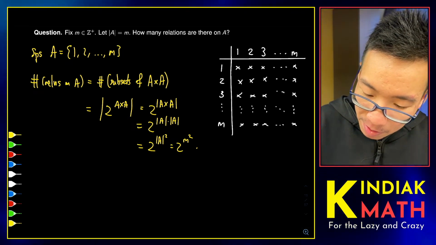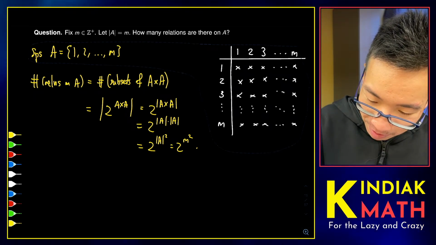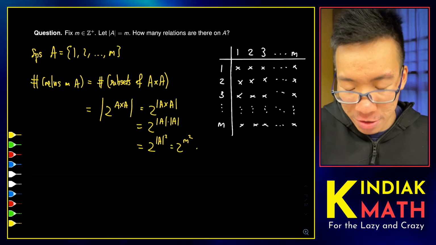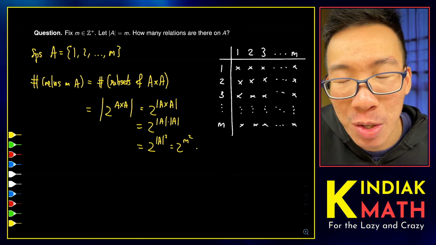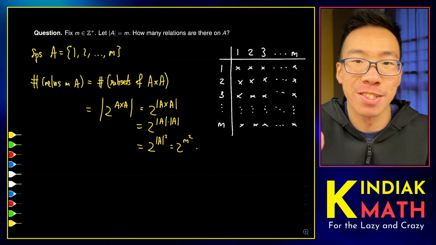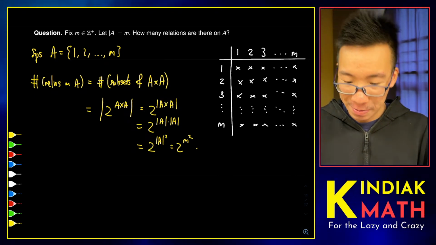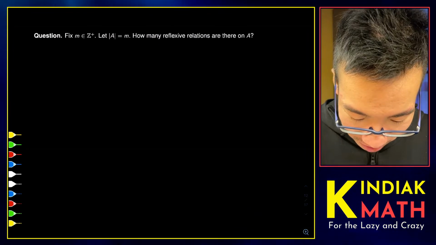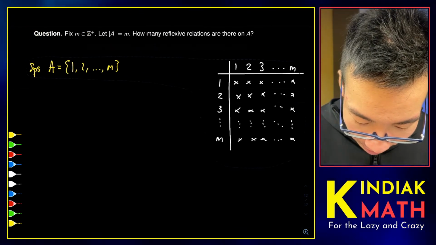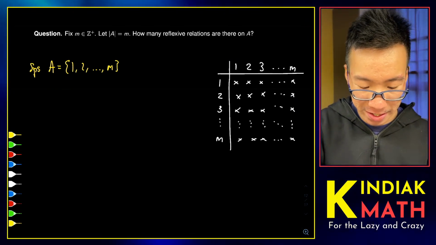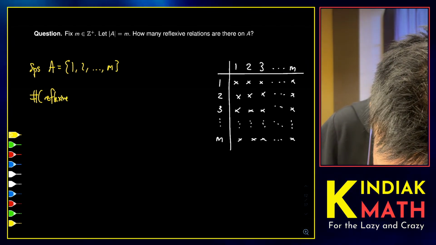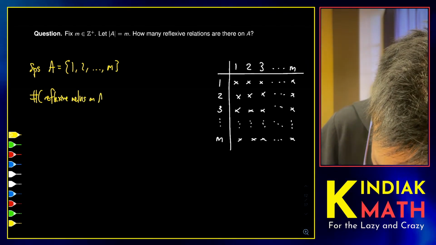And we probably would want to copy and paste some of this information because we want to at least keep this setup for future questions. Naturally, we have different types of relations. We have reflexive relations, symmetric relations, anti-symmetric relations. How many are there? That's the question. So, how many reflexive relations are there on A? Here we go. Suppose A is that. Now, the number of reflexive relations on A.